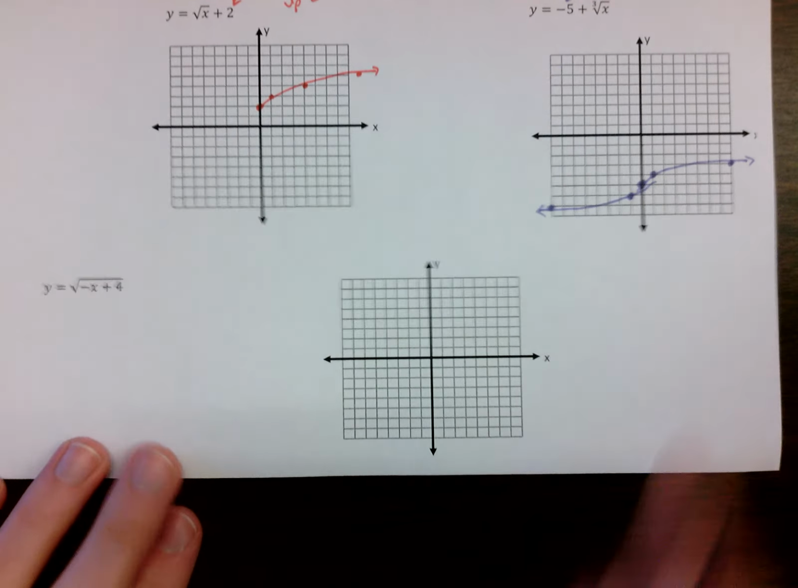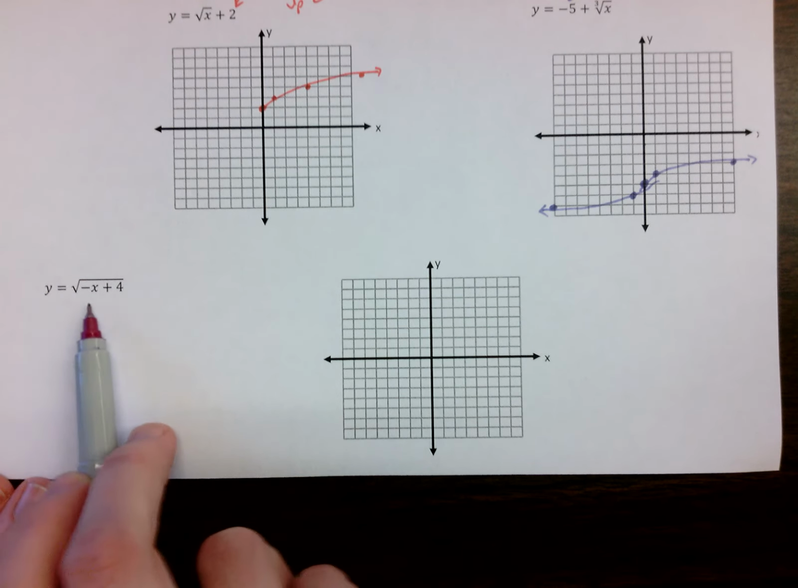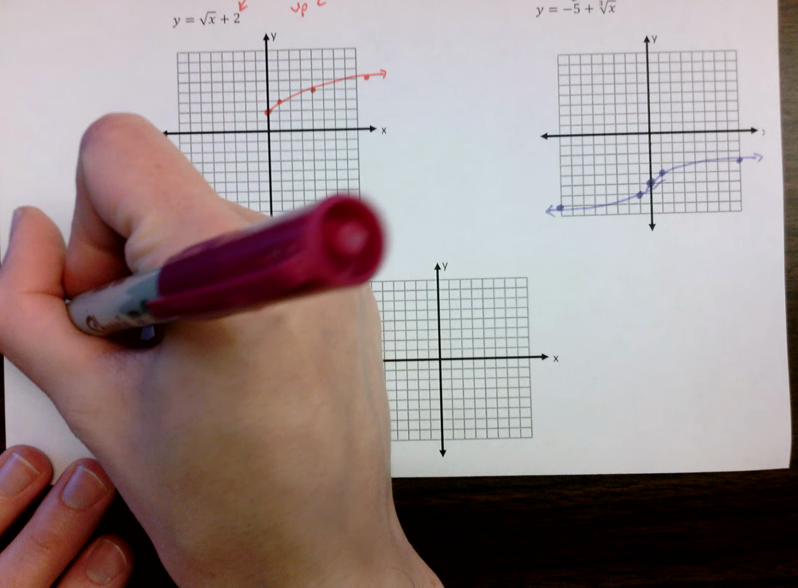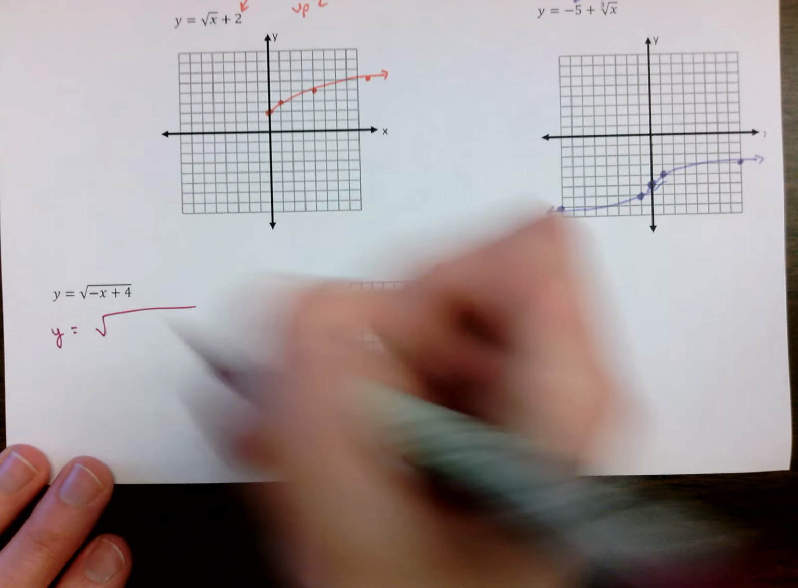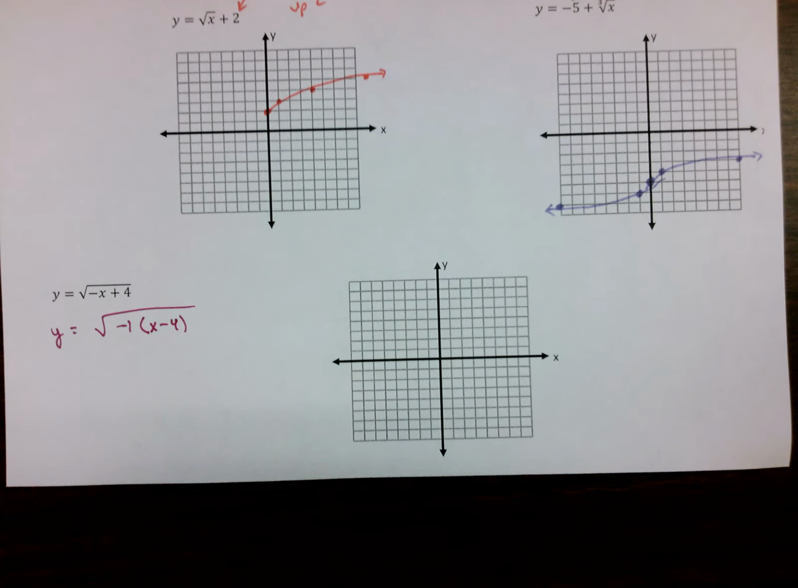All right, and then this guy down here is going to have a horizontal flip in it. So here's what we're going to have to do with this guy. Dealing with the inside part here, anytime you have a number that's in front of your x, you need to start by factoring that out. So the first thing I'm going to do is rewrite this as the square root of -1 times x minus 4. I factored out the -1. You would do the same thing with any kind of number there; if it was 3x instead, you'd factor out a 3.